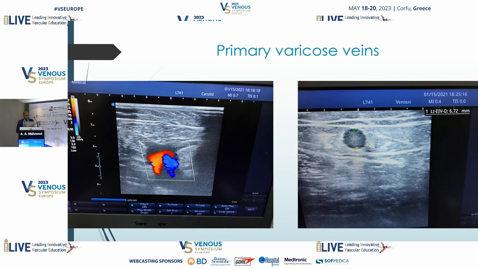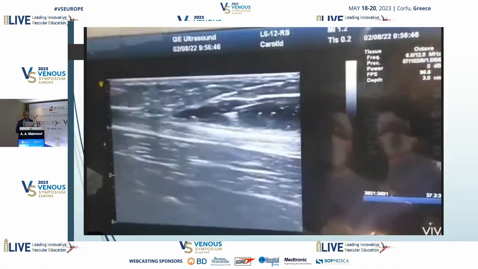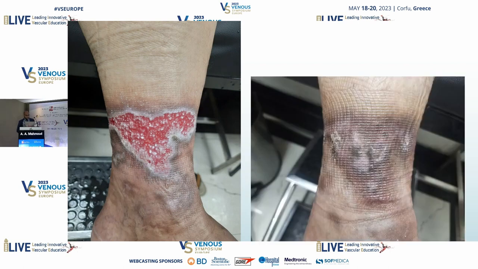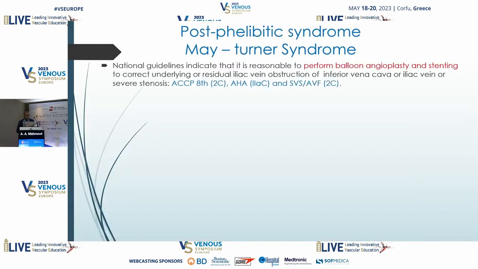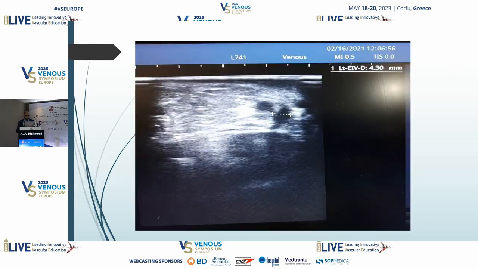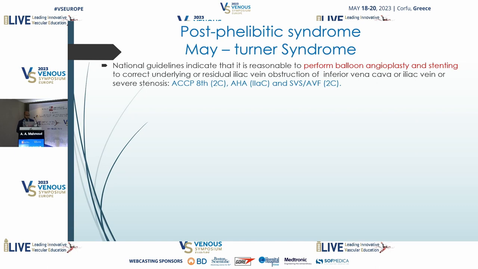This is a refluxing saphenofemoral junction, and you have to deal with it with a variety of treatments: endovenous laser ablation, radiofrequency, and so on. And this is the result of wound healing. This is an incompetent perforator, and you have to deal with it by using injection. Here there is a video, but it doesn't work.